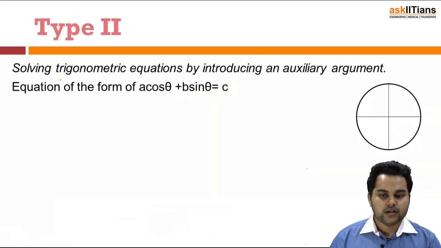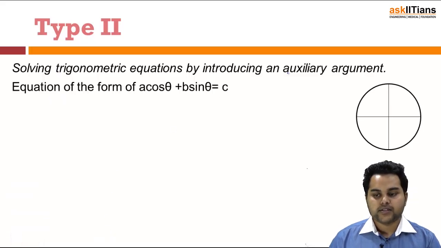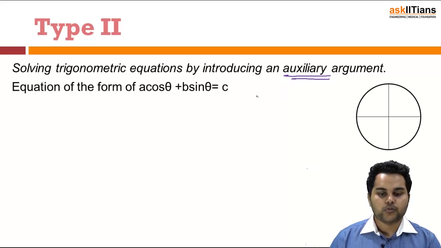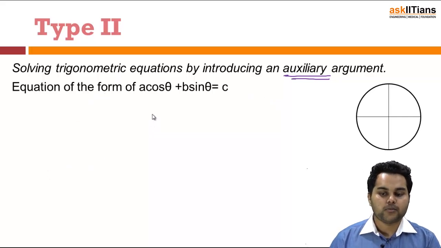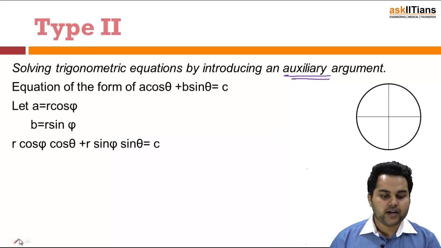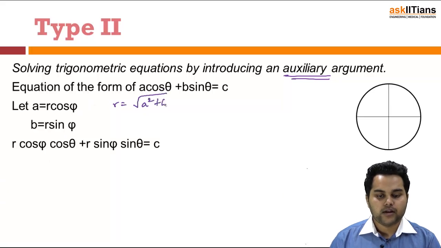The next type is solving the trigonometric equations by introducing an auxiliary argument. What's an auxiliary argument? It's an imaginary argument we have just supposed to simplify our calculations. Suppose there is an equation of the form a cos theta plus b sin theta is equal to c, then we'll assume a as r cos phi and b as r sin phi, where r is equal to root over a square plus b square and phi is tan inverse of b by a.